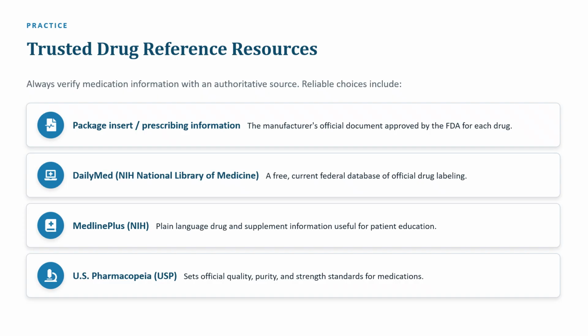Here are a few habits to build now. Prefer current online federal sources over outdated print. Match the source to the task, using MedlinePlus for patient education and the package insert or DailyMed for clinical detail. And when something doesn't look right on a label or on the chart, stop and verify before acting. Checking a trustworthy source is never a waste of time when patient safety is involved.